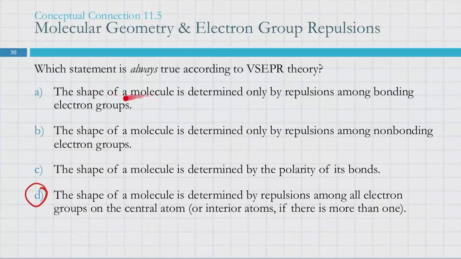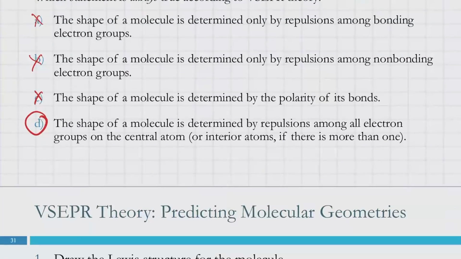So the shape of the molecule is determined only by repulsions among bonding electron groups is not true, because we can also have lone pairs. Determined only among non-bonding electron groups is also not true, because we can have bonding electron groups. So those are both missing what the other one has. And the polarity of the bonds doesn't really determine the shape of the molecule at all. So it's A and B combined, which is D here.